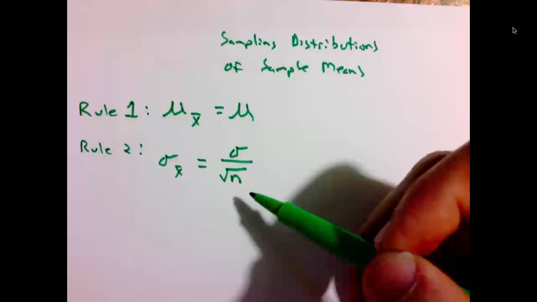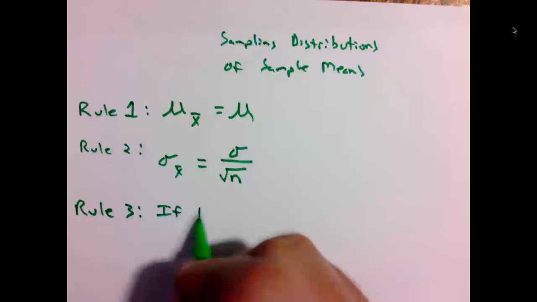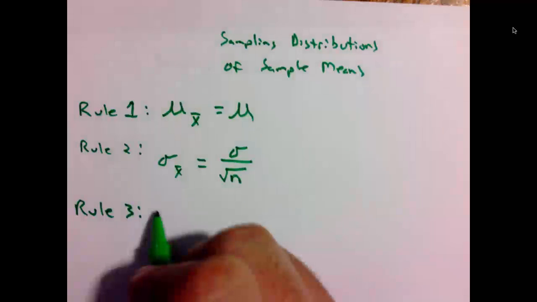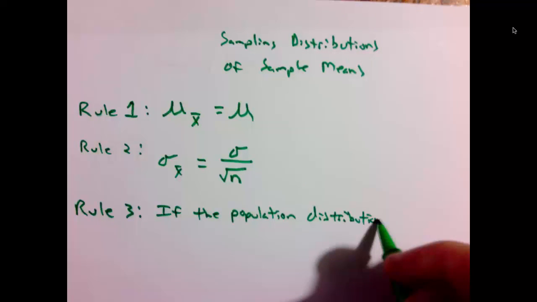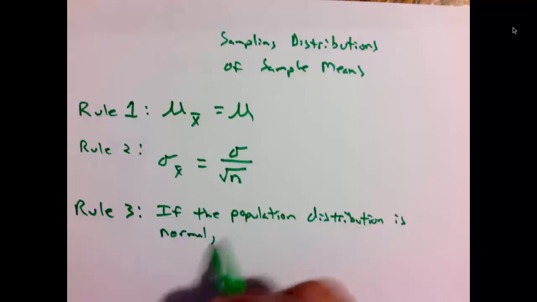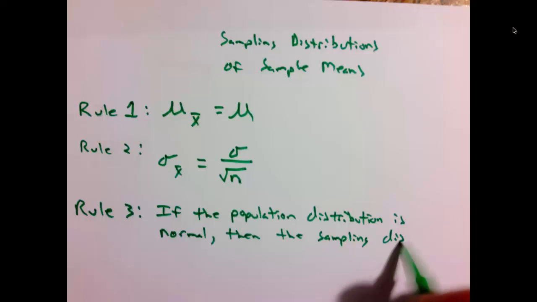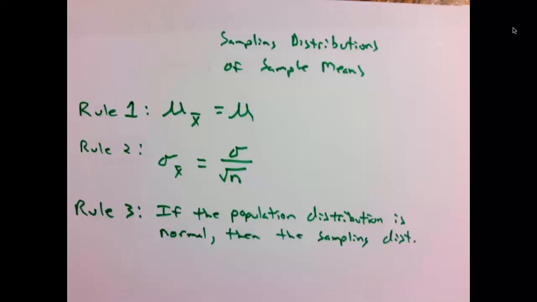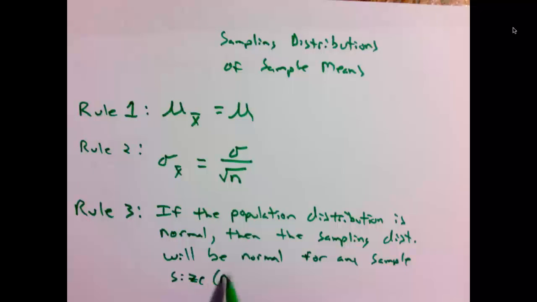Rule 3. If the population distribution is normal, then the sampling distribution will be normal as well, for any sample size. The sample size being n. All right.